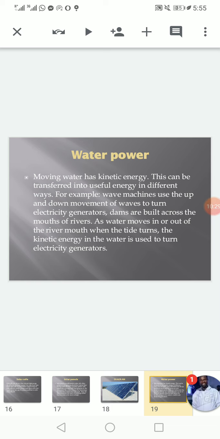Water power. Moving water has kinetic energy. This can be transferred into useful energy in different ways. For example, wave machines use the up and down movement of waves to turn electricity generators. Dams are built across the mouth of the river. As water moves in and out of the river mouth, when the tide turns, the kinetic energy in the water is used to turn electricity generators.